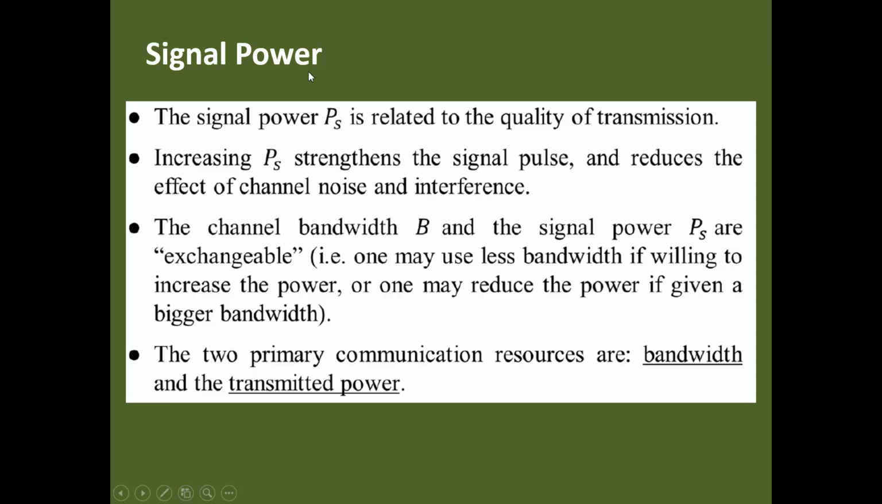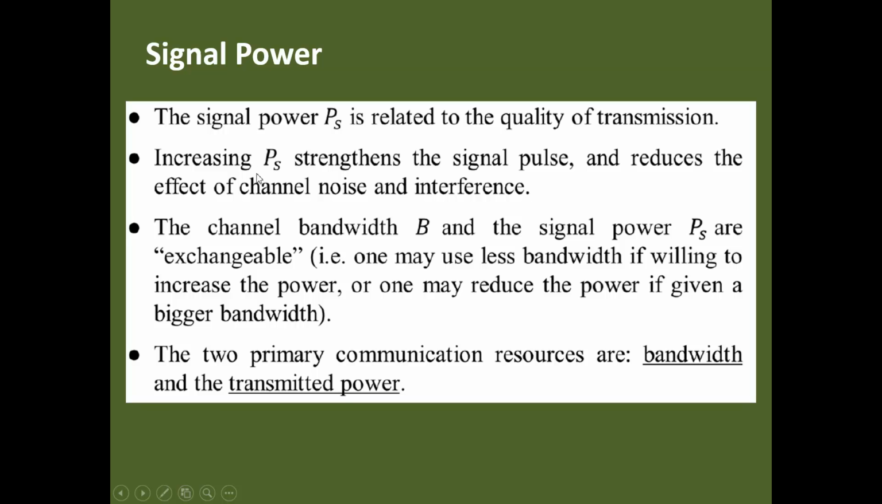Now the signal power is related to the quality of transmission. Signal power is how much power we are transmitting. This is very important because nowadays the systems are battery operated, so we cannot transmit more power. The signal power PS is related to the quality of transmission. Increasing PS, of course, strengthens the signal pulse and reduces the effect of channel noise and interference.